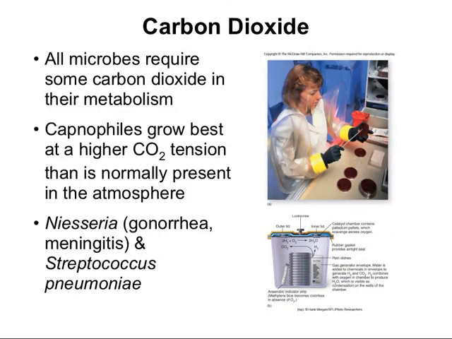So all microbes require a small amount of carbon dioxide in their metabolism. However, some will grow best on much higher CO2 concentrations. These are capnophiles. A couple of examples of these are the Neisseria bacteria that cause gonorrhea or meningitis, and then Streptococcus pneumoniae that causes pneumonia.